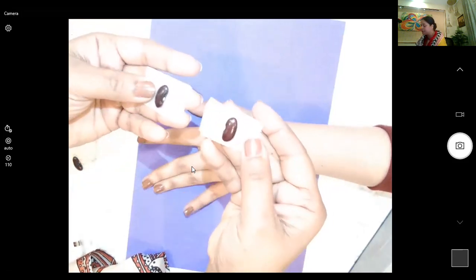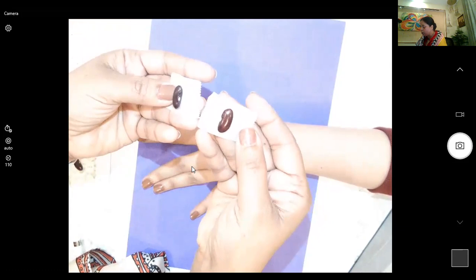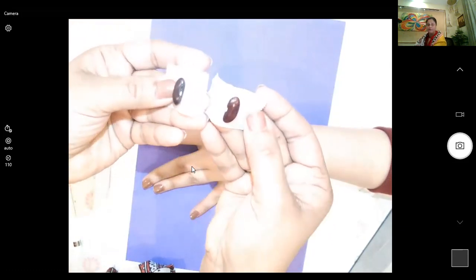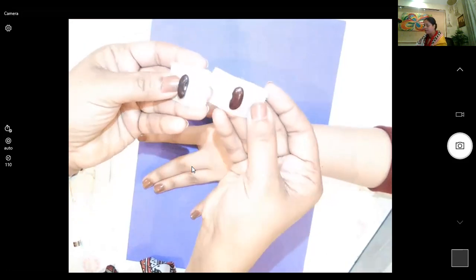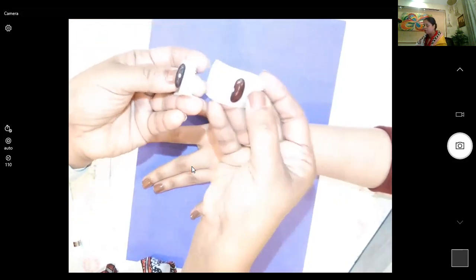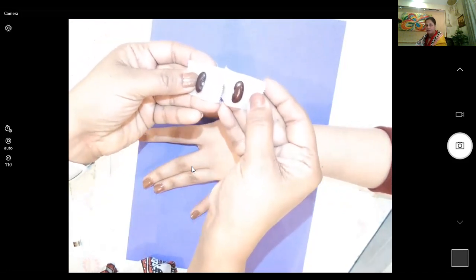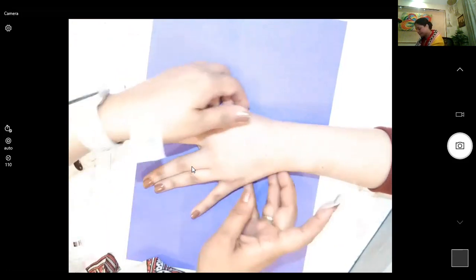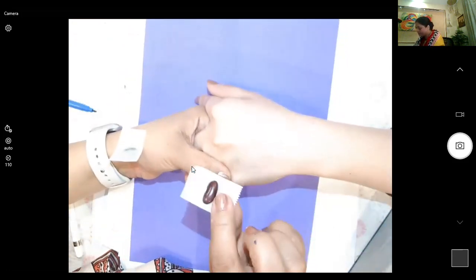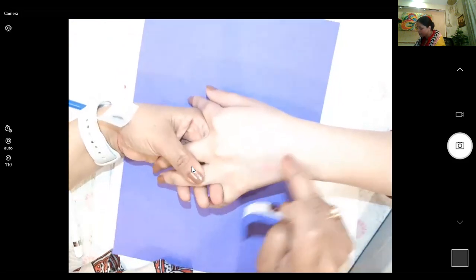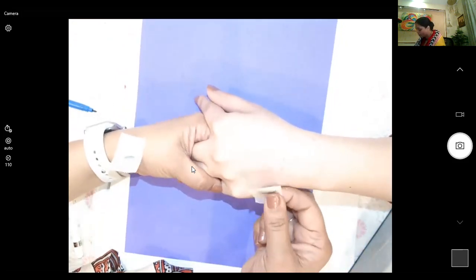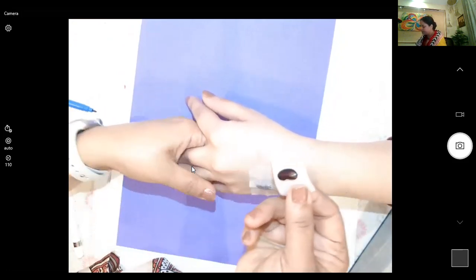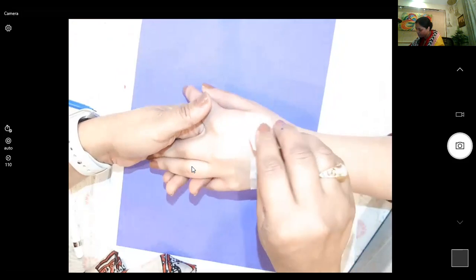When you put this kidney bean, you see two white dots are facing each other. You see the point? When you are sticking or fixing the seed, these two white dots should see each other like this. Imagine this is the central line, and this white dot will see the central line.